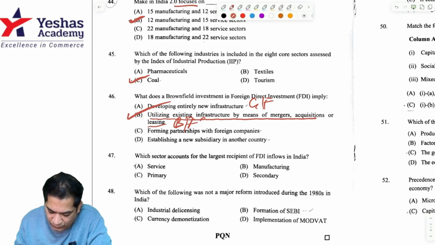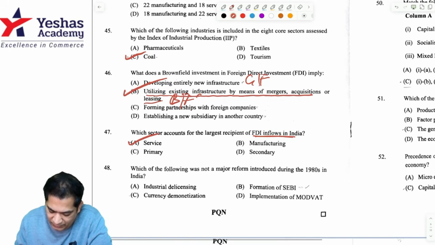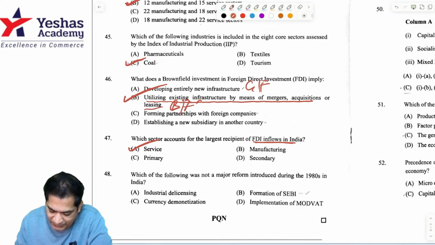Which sector accounts for, B is the answer here, which sector accounts for the highest recipient of FDI inflows in India? Of course, it is the service sector. Right? Whichever student has shared this paper, he has got many questions correct.